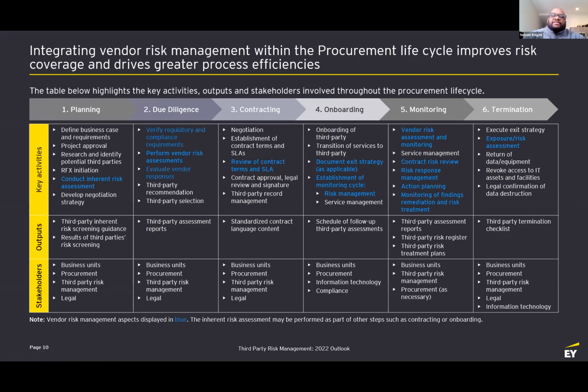This slide here is looking at the procurement lifecycle from planning, due diligence, contracting, to onboarding your new third party, ongoing monitoring, and even termination. I'm not going to go through everything on this slide, but the key takeaway here is all of these different activities in blue are third-party risk management activities. So from the time that a business wants to start planning to use a third party to the time that they terminate their relationship with that third party, risk has involvement throughout that overall program. It's not just at the beginning piece when you're deciding what third party you want to leverage. It goes all the way through termination.